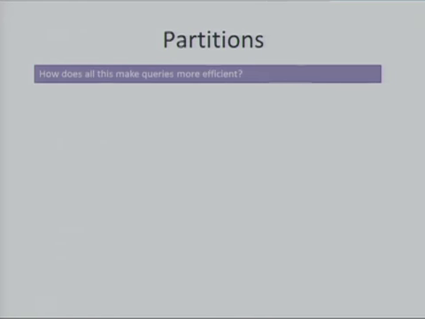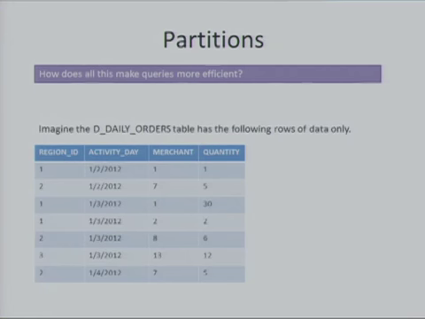All right, so why is this? Why do we need to do this? Why does it make your queries more efficient? If we imagine the daily orders table is a lot smaller than it actually is, and say this is all the data that's in there. We've got a region ID column with 1s, 2s, and 3s. We've got an activity day column with 3 different dates, the 2nd, 3rd, and 4th of January this year, a merchant column, and a quantity column with various values.